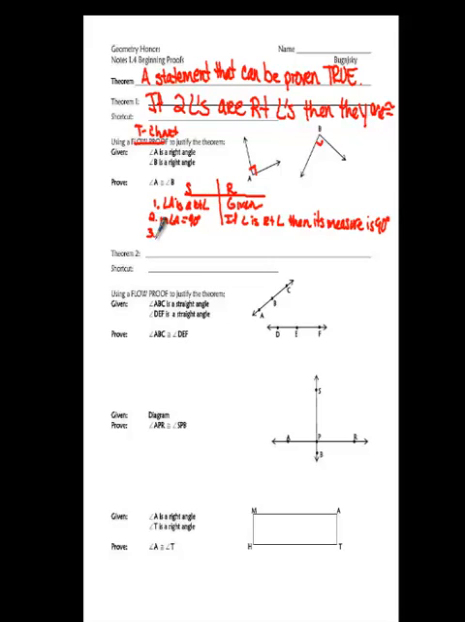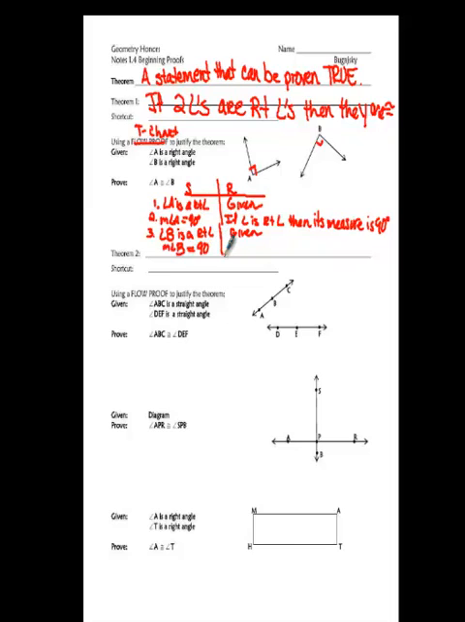Next thing I know from my given information is that angle B is a right angle. And how do I know that angle B is a right angle? Because it was given. So I can either write given here, or I could put same as 1. From there, I'm going to say that the measure of angle B is equal to 90 degrees.